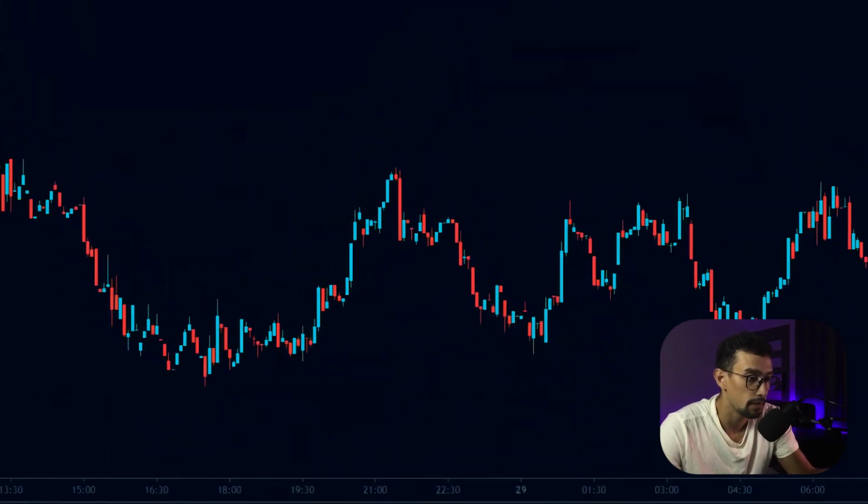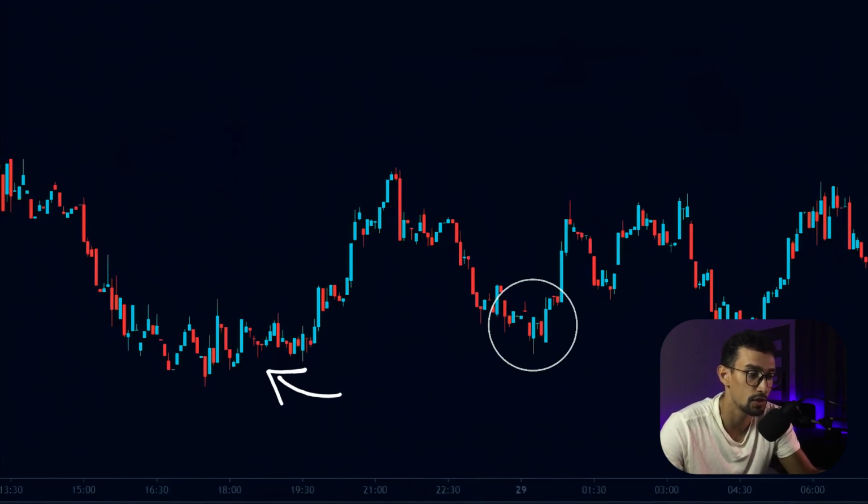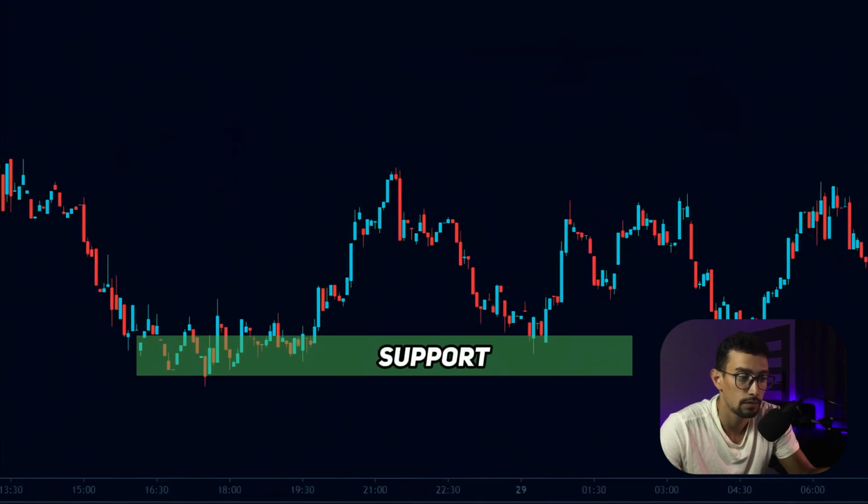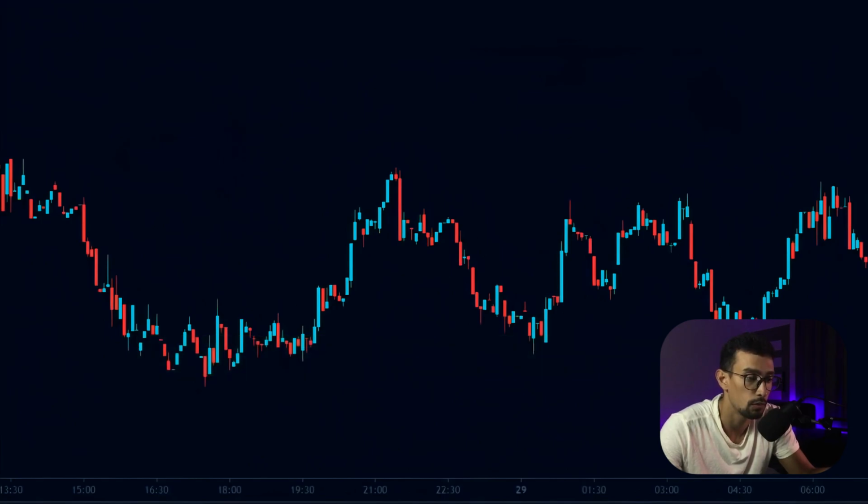The same thing happens at a support level. The traders that sold here were trapped in a losing trade. Therefore, they exited their position here and created buying pressure. Hence, the price went up and these levels became a support level. Support and resistance are one of the foundations of technical analysis. So it becomes very essential to learn how to correctly plot these levels.